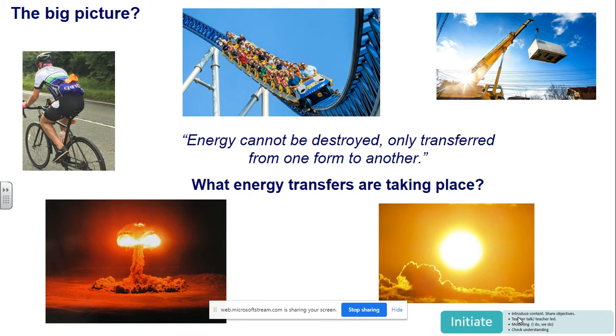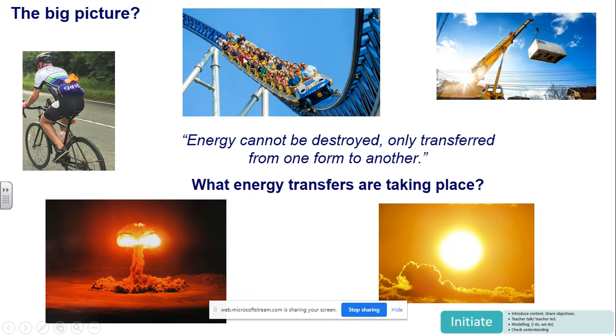Here's a little starter, a big picture starter. What energy transfers are taking place? Have a think. I'll tell you. Here we go. If we look at the guy there on the bike, we know chemical energy is being transferred into kinetic, chemical energy in the muscles into kinetic of the legs and the bike and so on.